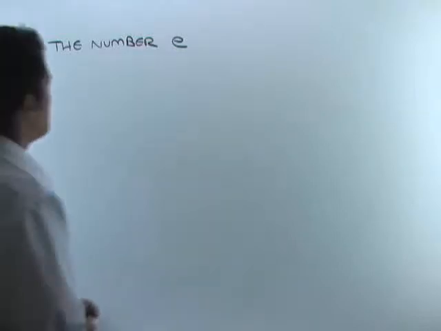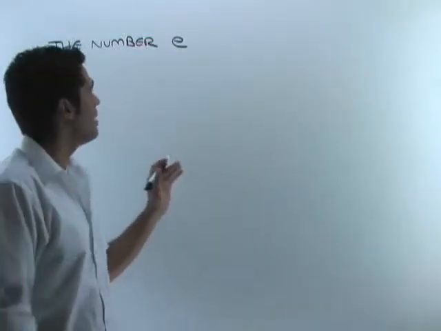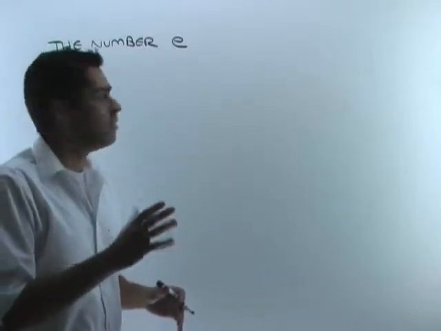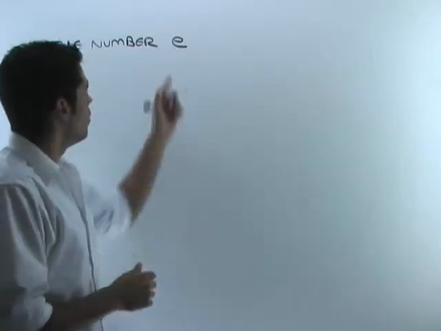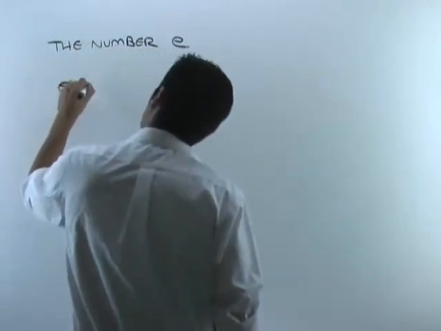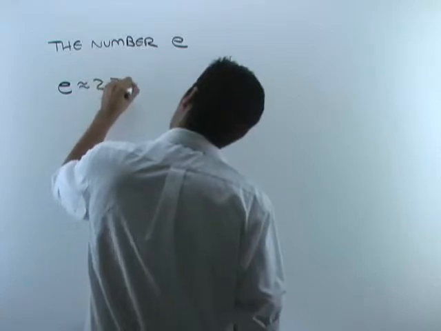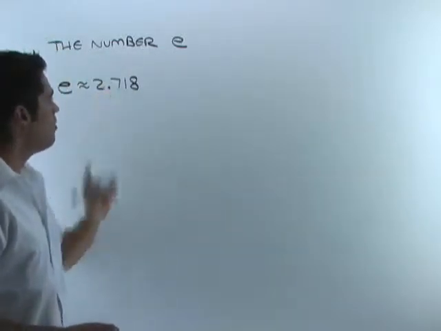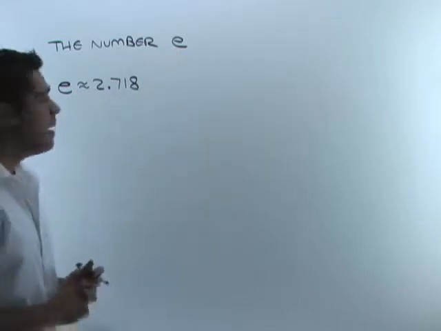Okay, we're now going to talk about a very important number in mathematics. It's called e. It's just like you've heard of pi. Pi is about 3.14. Well, e is just a number also. E is approximately 2.718.